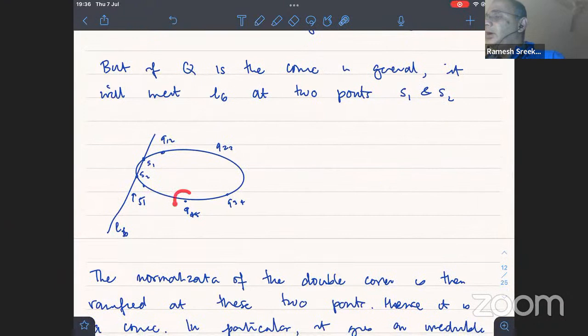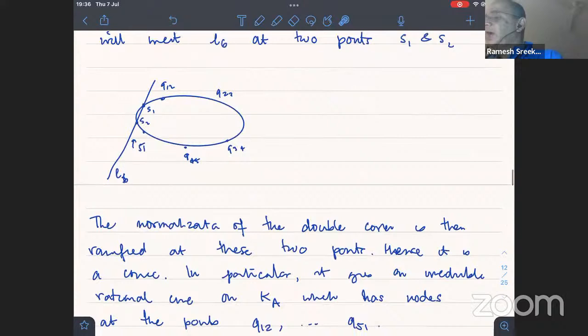The ramification points of this double cover will be these Q1,2 to Q5,1, these five points, plus this point and this point, right? But when I go to the normalization, these points will stop being ramified, right? But these will still remain. These are smooth points, so they don't get affected by the normalization. So you have a double cover ramified at two points, which is an irreducible conic.